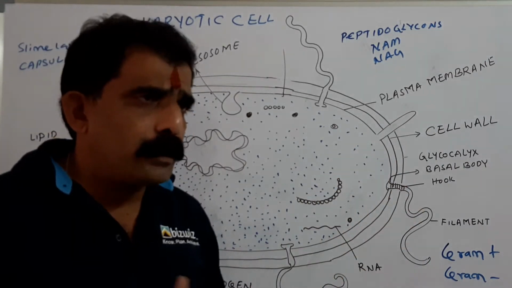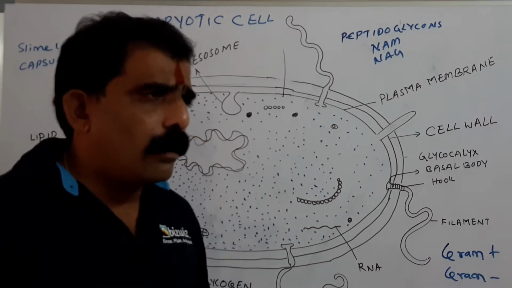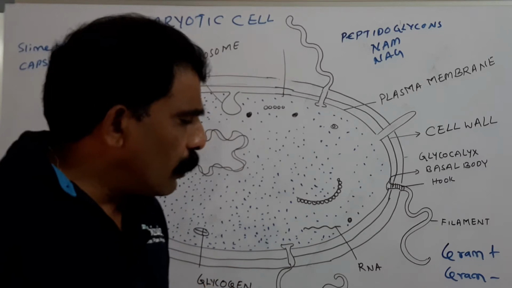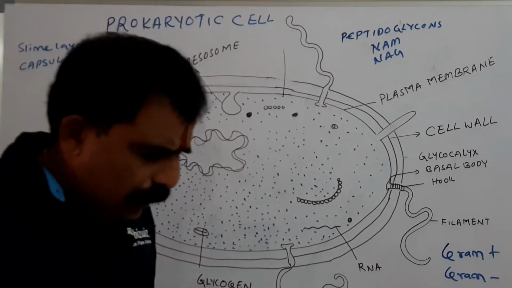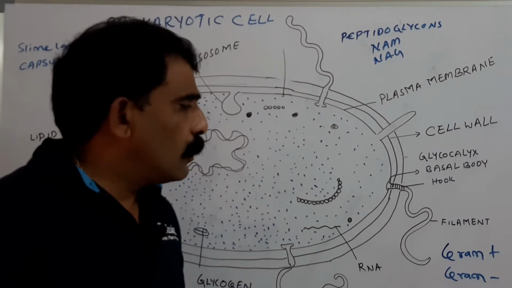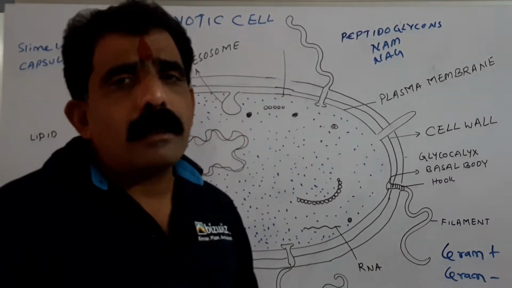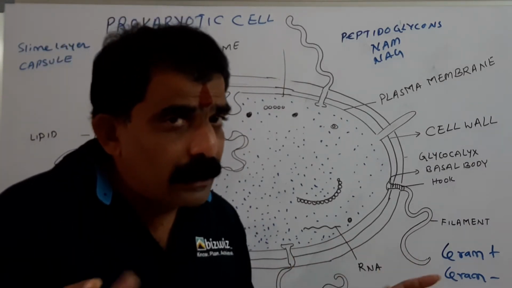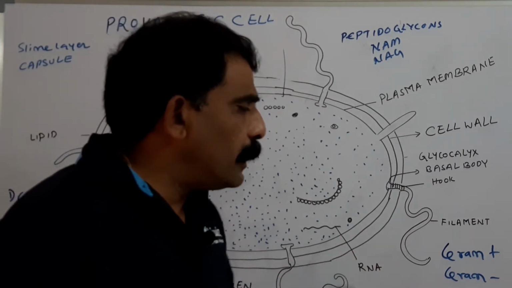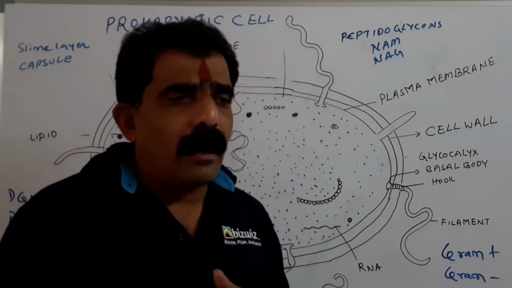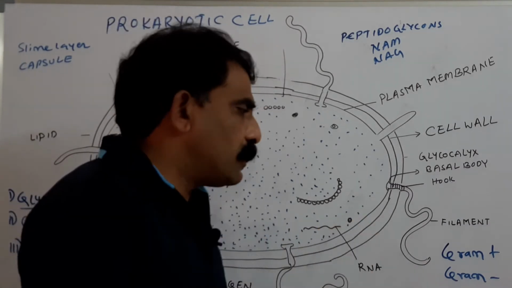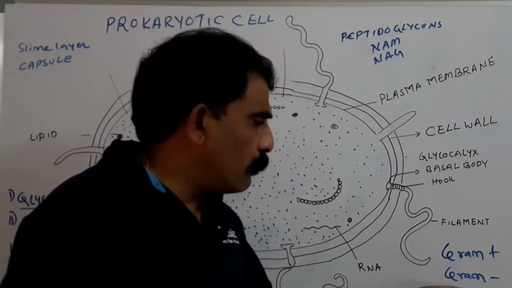Actually, gram positive bacteria appear bluish, otherwise purple color. They appear purple color. Whereas the gram negative bacteria are colorless. But colorless bacteria we cannot visualize. So to visualize the gram negative bacteria, we have to add a counter stain that is called safranin. On addition of safranin, you can visualize the gram negative bacteria.